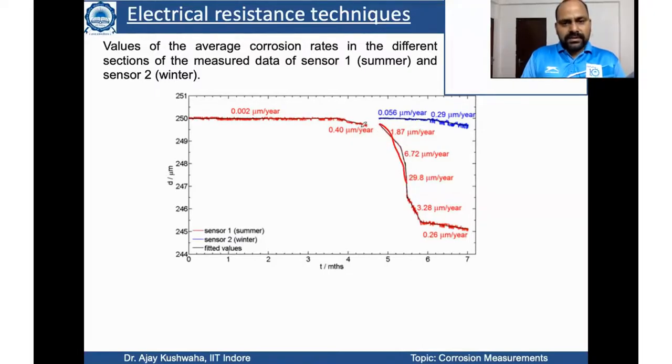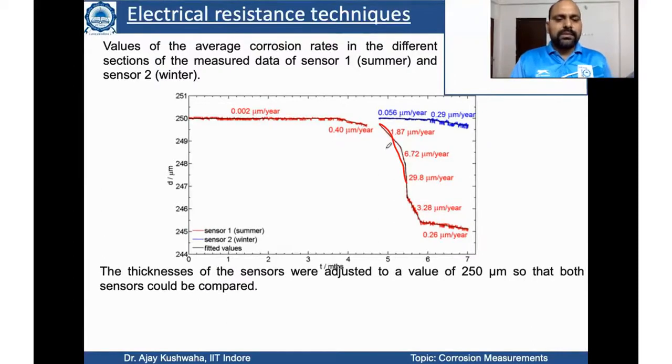See, the first sensor, the red one, is the first sensor when it is exposed basically in the winter. So 1.84 micrometer per year, then it further increases and further increases, something like this. And in case of sensor 2, this is almost 0.056 micrometer per year, which is slightly different compared to sensor 1 because they were both exposed in different time periods. One was exposed in summer and another at the time of winter.